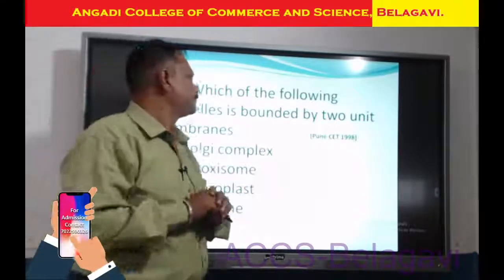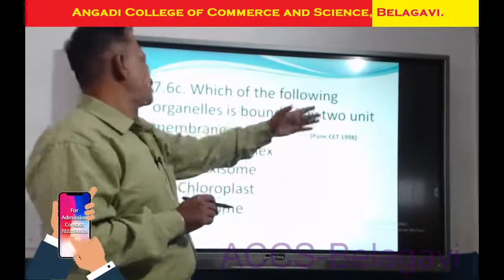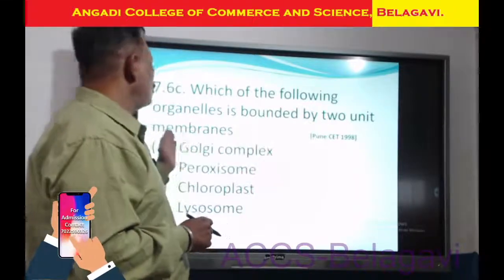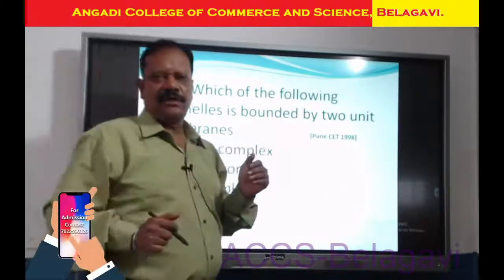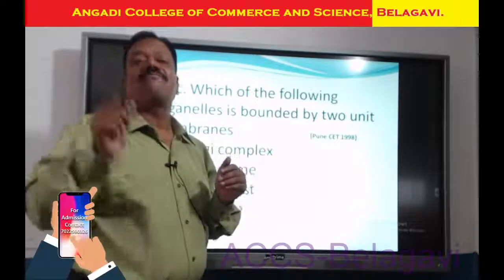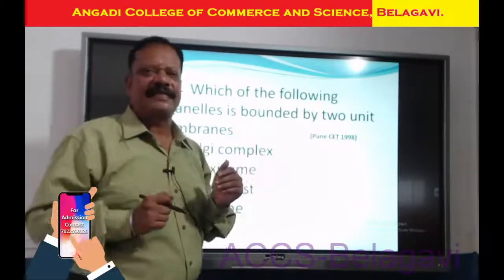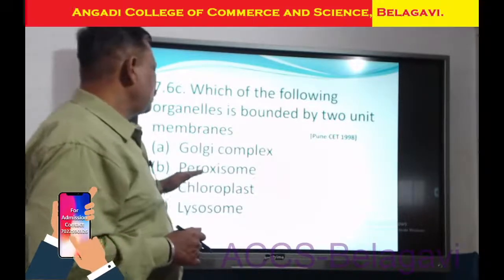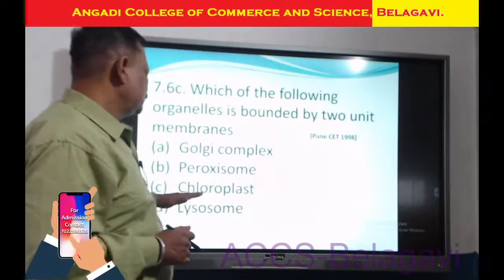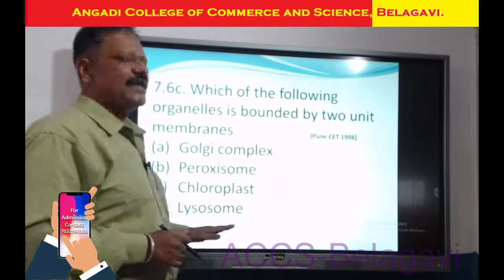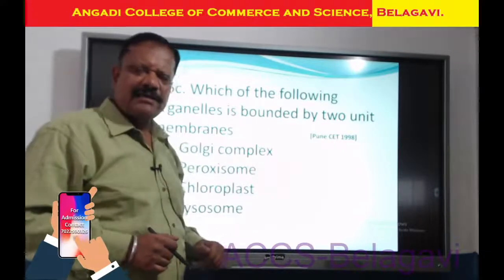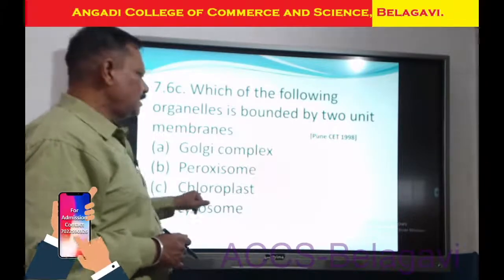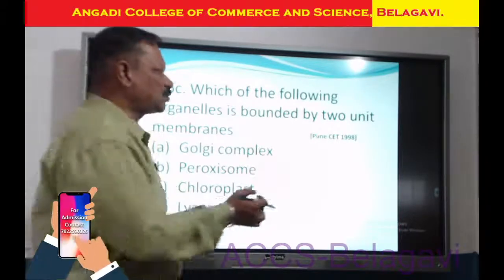Now see, which of the following organelles is bounded by two unit membranes? Two membranes are found in which organelle, they are asking. Just see the options: Golgi complex, peroxisome, chloroplast, lysosome. So the right answer, the double membrane structure, is option C, chloroplast. Next one.